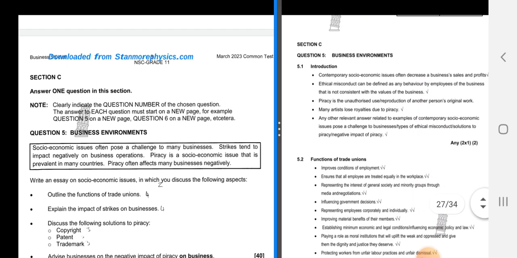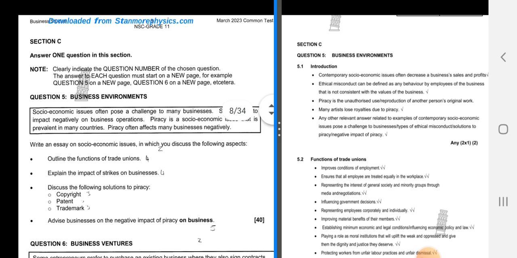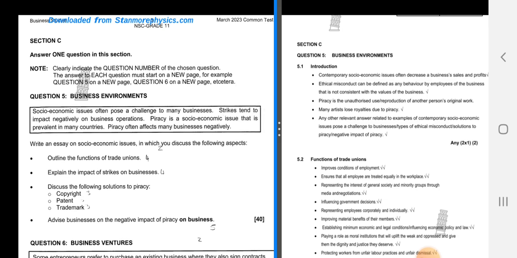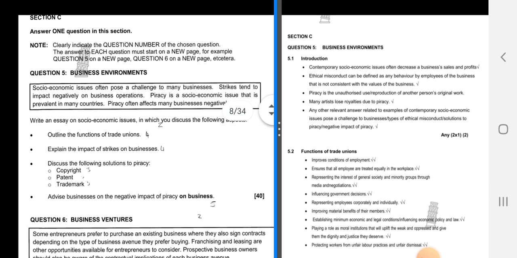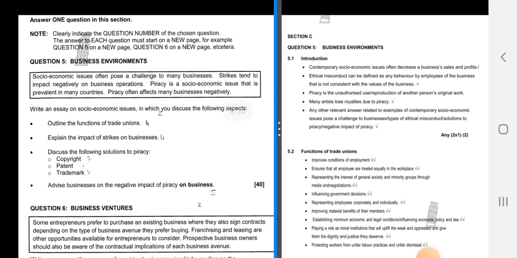So for section C, it says there are essay type questions, so you are only allowed to answer one out of the two. You can choose between business environments and business ventures. So what you know the most, stick to that. Socioeconomic issues often pose a challenge to many businesses. Strikes tend to impact negatively on business operation. Piracy is a socioeconomic issue that is prevalent in many countries. Piracy often affects many businesses negatively.